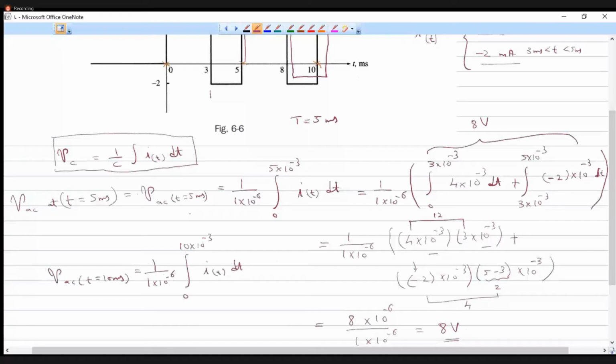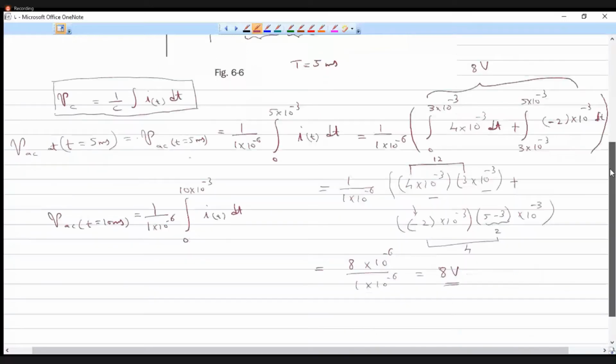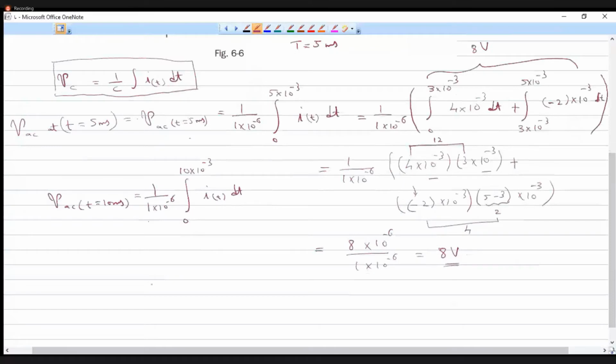Okay. So in addition to this, we'll have two more integrals happening. One corresponding to the positive half cycle of the second cycle and the other to the negative half cycle of the second cycle. So it will add another 8 volt to the original voltage, so that we will have 8 plus 8 is equal to 16 volt, right? So the answer is 16 volt. Similarly, if you take one more cycle, V_C at t equal to 15 millisecond, another cycle is getting added. So that will be 16 plus 8, which is equal to 24 volt, right?